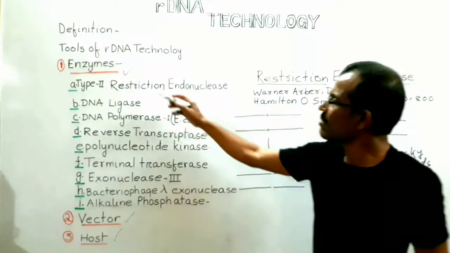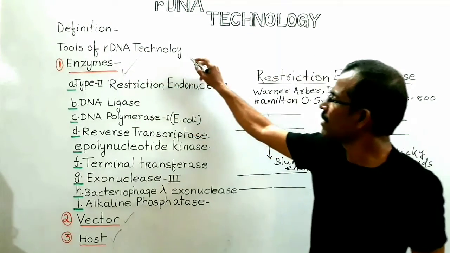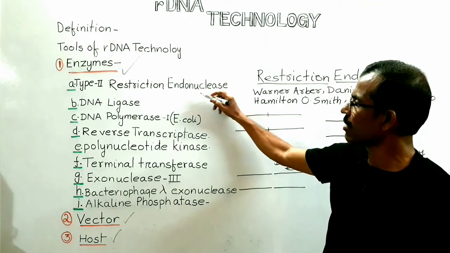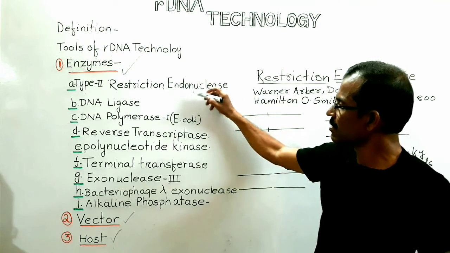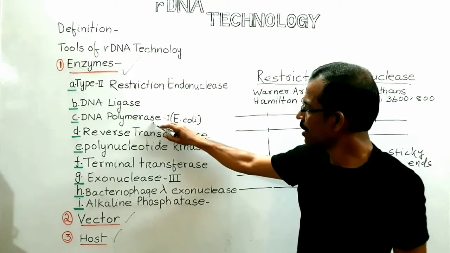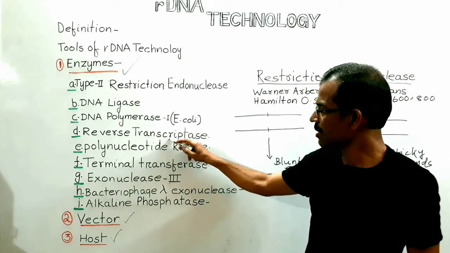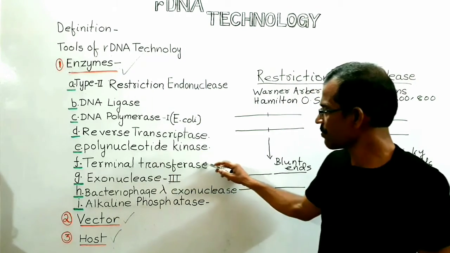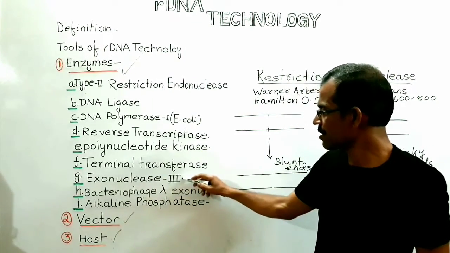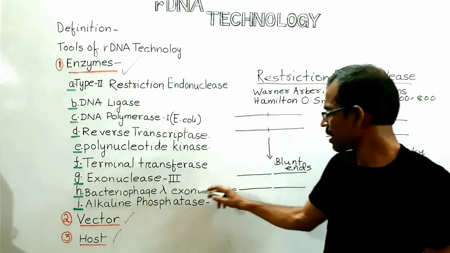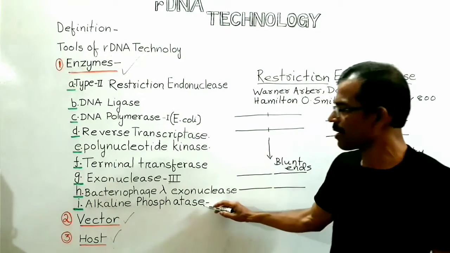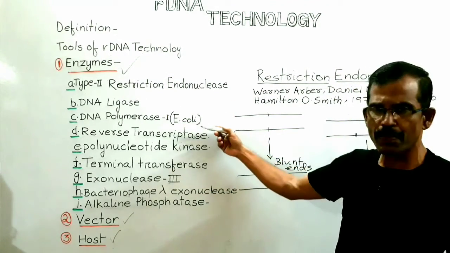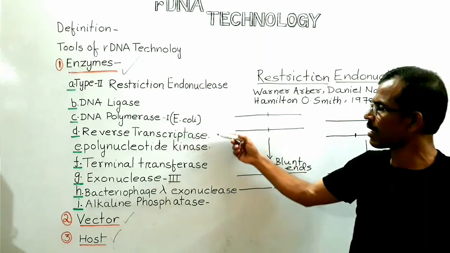So several enzymes are used in recombinant DNA technology. Various enzymes that are useful are restriction endonuclease, ligase, DNA polymerase, reverse transcriptase, polynucleotide kinase, terminal transferase, exonuclease III, bacteriophage lambda exonuclease and alkaline phosphatase. These are various enzymes that are used for various purposes in recombinant DNA technology.